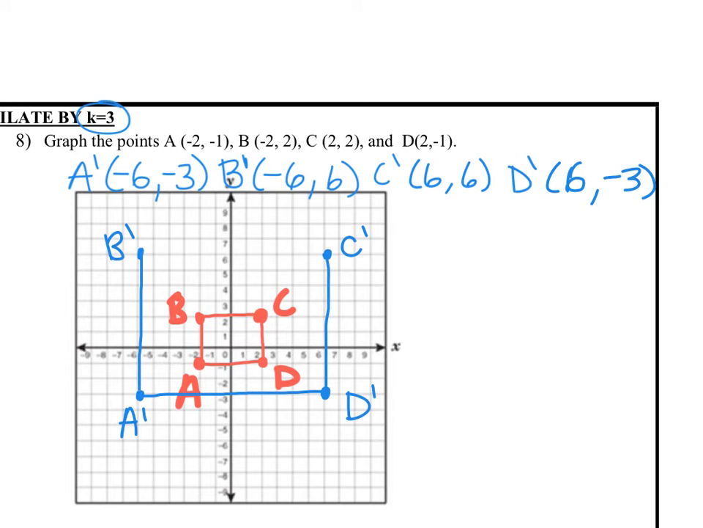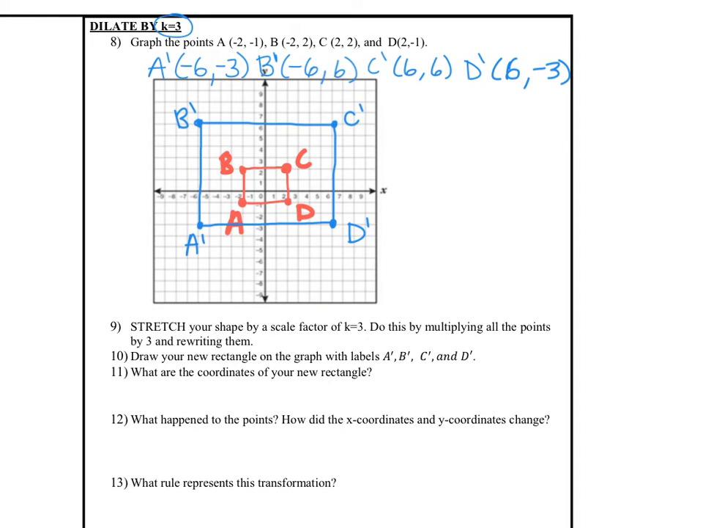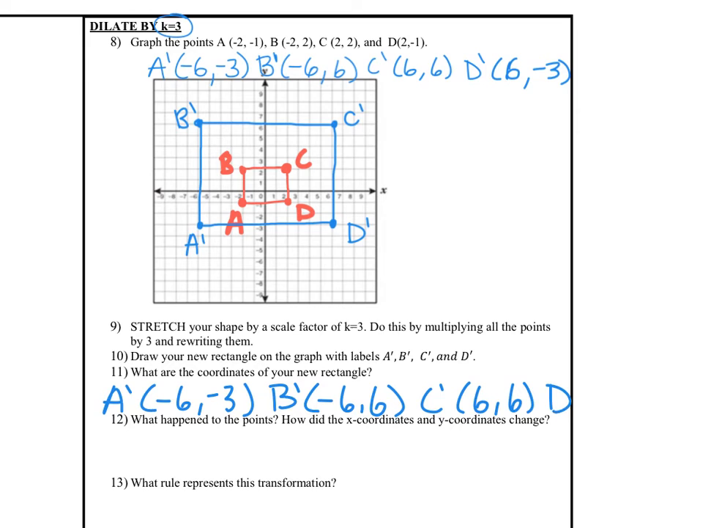Whenever you're done graphing it, that shape should look like it's 3 times the size of the original shape, the red one. So again, A prime is -6, -3. B prime is -6, 6. I'm just copying from the top. C prime is 6, 6, and D prime is 6, -3.